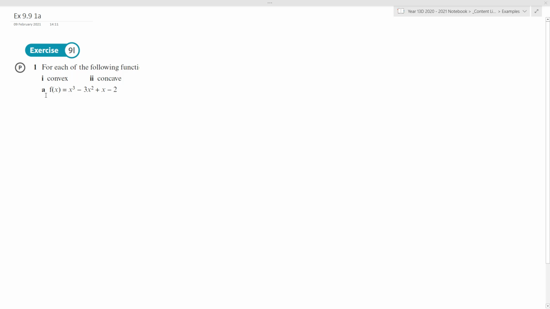Right, so for this function f of x, we've been asked to find the interval over which it is convex and the interval over which it is concave. It's cubic, so it's telling us it's going to have both sections in the curve.